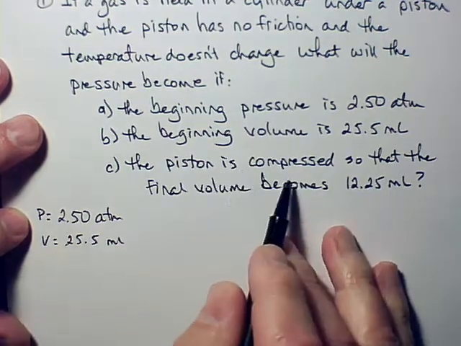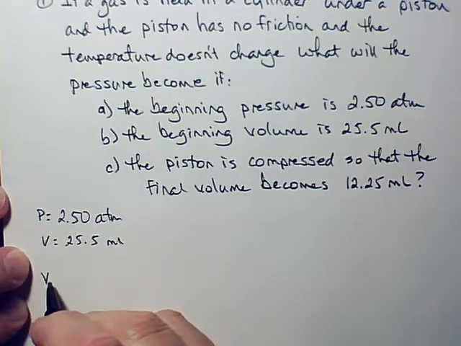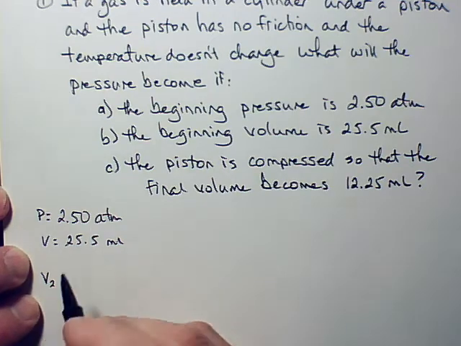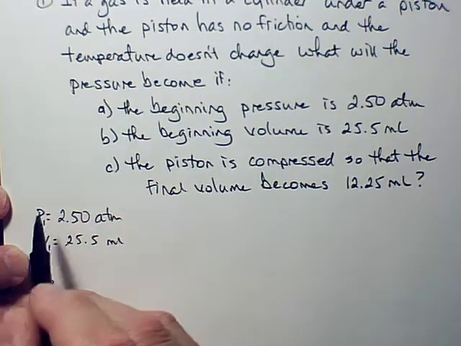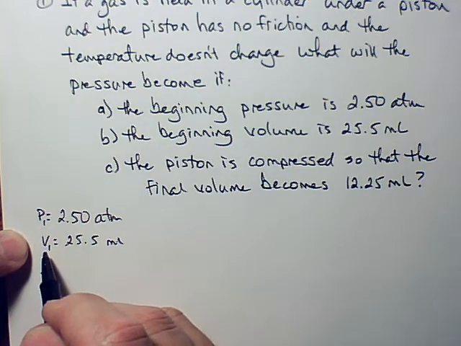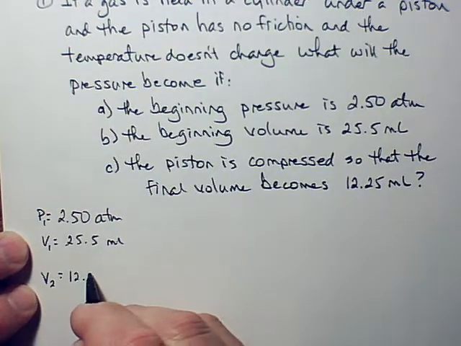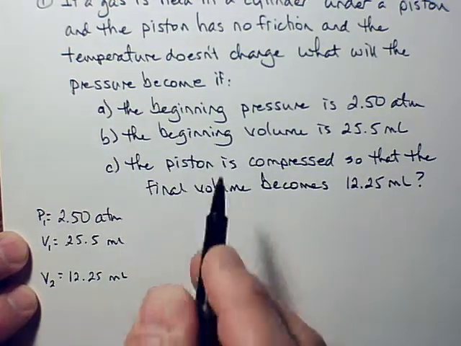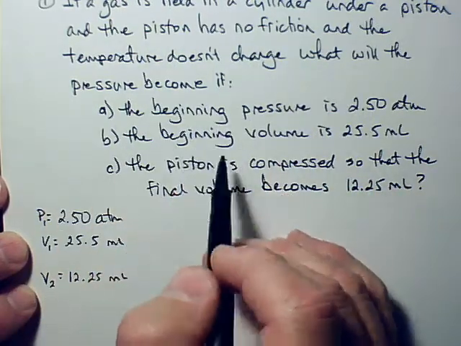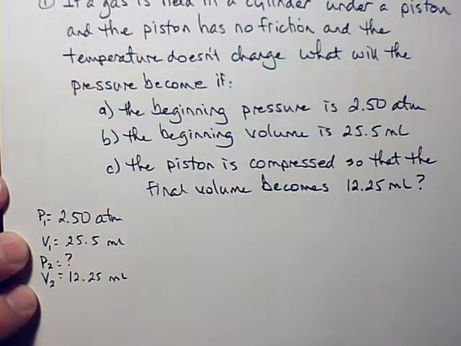milliliters. The piston is compressed, so the final volume, so this is the second volume, you could put V sub F for final if you wanted to, okay? Instead of P1, V1, you could put PI for pressure initial and VI for volume initial, okay? The final volume becomes 12.25 milliliters, and the question is asking you, what will the pressure become if?